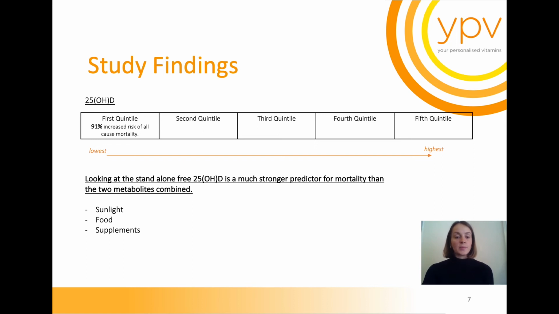So I'd just like to summarise again, just before we move on, how we access this 25OHD metabolite, and that is through sunlight, food and supplements. So we access the free metabolite through sunlight, food and supplements.